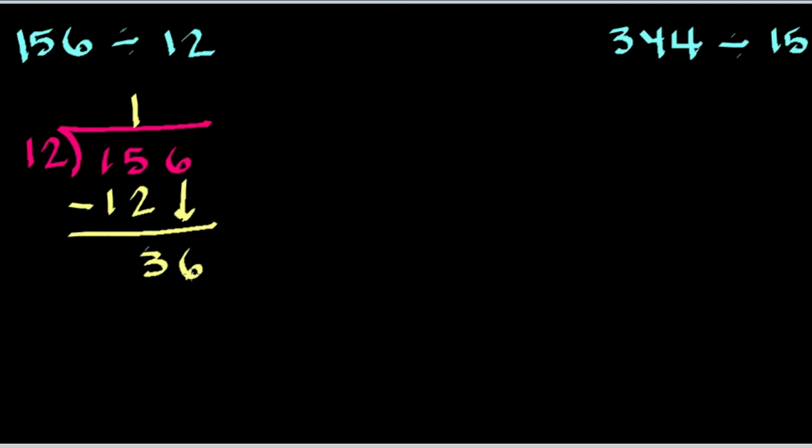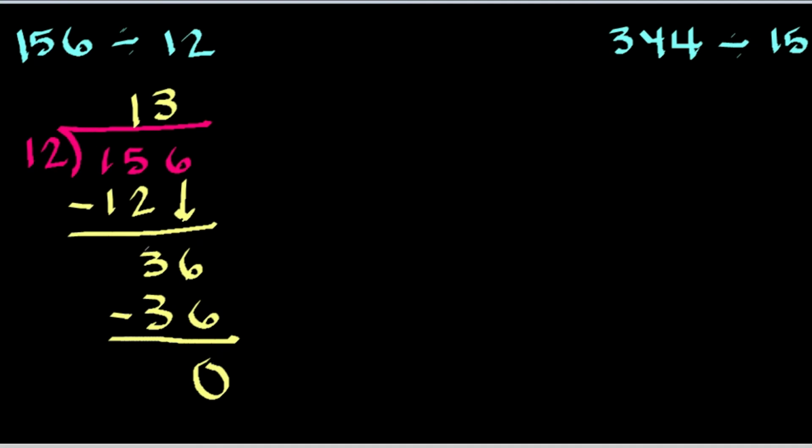And 36 divided by 12 is 3. I'll write it here in my quotient. Then I multiply. 3 times 12 is 36. And after multiplying, I subtract. 36 minus 36 equals 0. There is no other number for me to bring down. So this means that I am finished with my division process. The quotient is 13 and the remainder is 0.